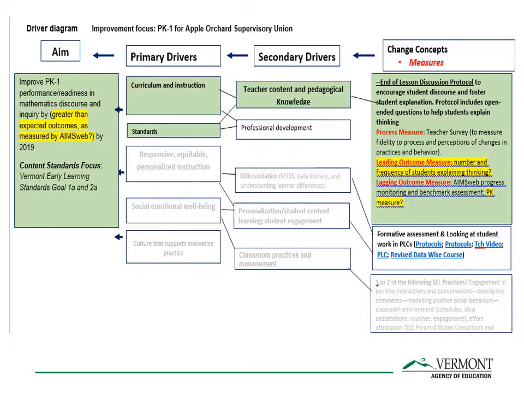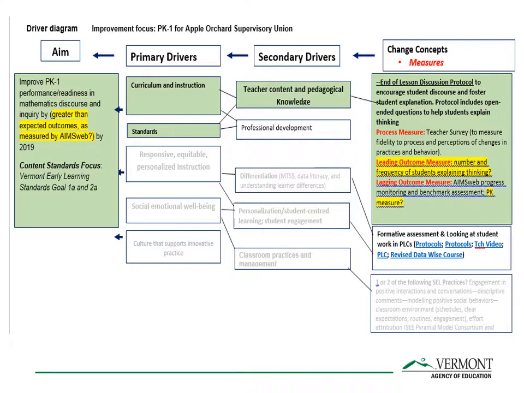Here is an example of a real driver diagram that is currently being used in a school in Vermont. As you can see, the secondary drivers apply to more than one primary driver. The areas highlighted in green show the change idea that is currently being tested, as change ideas are not expected to be tested all at one time. The school has a goal of improving pre-K through grade 1 performance and readiness in mathematics, discourse, and inquiry by greater than expected outcomes as measured by Ames-Webb by 2019.